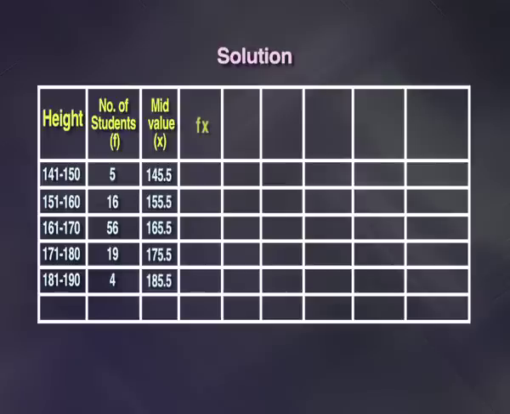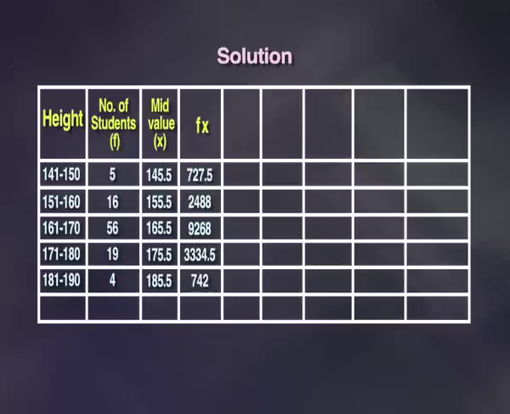The fourth column is Fx, which we will calculate for calculating the mean. So, Fx is nothing else but the column 2 multiplied by column 3. For the first class, the frequency F is 5, the mid-value X is 145.5, so multiplying 5 and 145.5, we will get Fx, that is 727.5. Similarly, for other classes also, Fx value can be obtained.